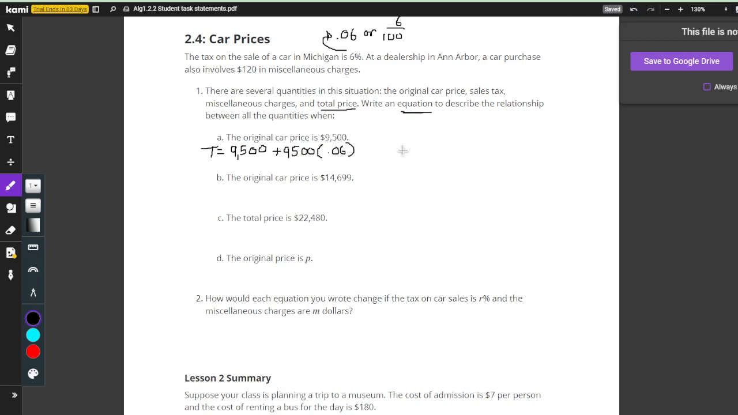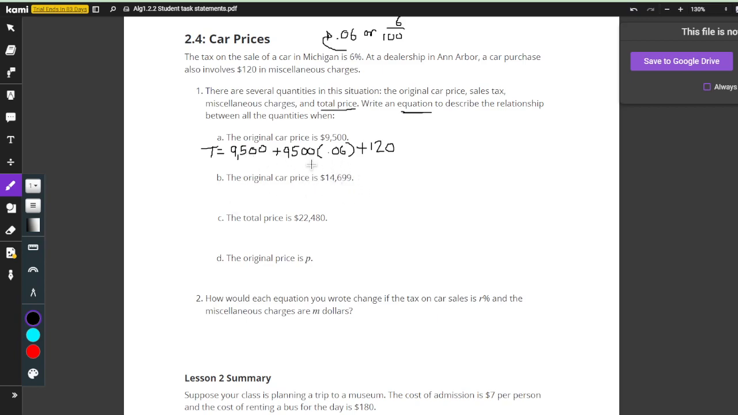Well, we're missing something. What are we missing? Our miscellaneous charge. So our miscellaneous charge says that this is $120. There's my equation. T is equal to 9,500 plus 9,500 times 0.06 plus 120. Easy. Let's try it again.